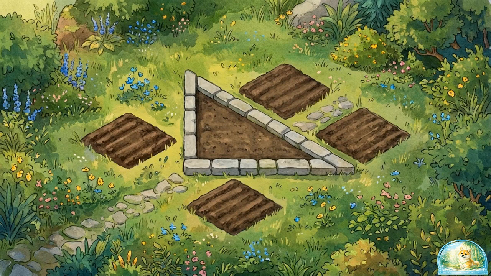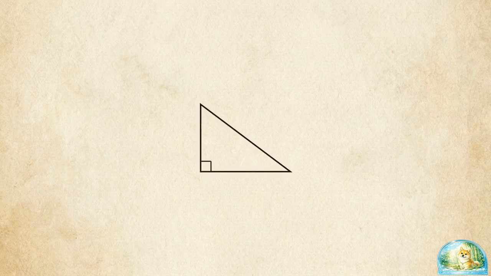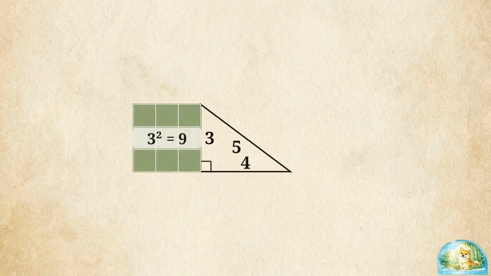Let's test this area relationship with some concrete numbers. Here is a new triangle plot with side lengths measuring exactly 3, 4, and 5. We'll start by looking at the shortest leg, which is 3. If we build a square off this side, its area is 3 squared, giving us 9 square units of space.